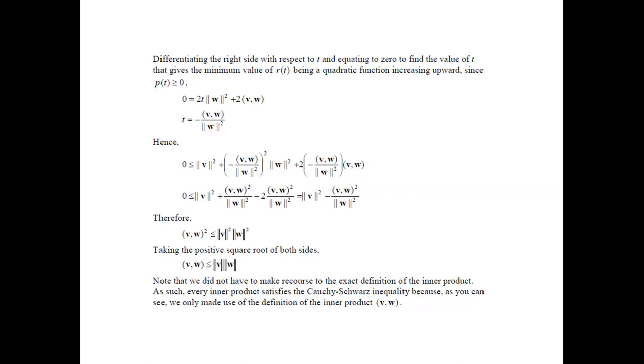Therefore, the inner product (v, w) squared is less than or equal to norm of v squared times norm of w squared. If you take the positive square root of both sides, the inner product of v and w will be less than or equal to norm of v times norm of w. Note that we did not have to make recourse to the exact definition of the inner product. As such, every inner product satisfies this inequality, because as you can see, we only made use of the properties of the inner product.